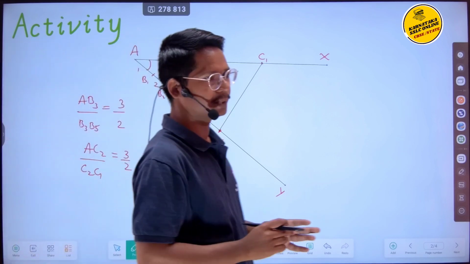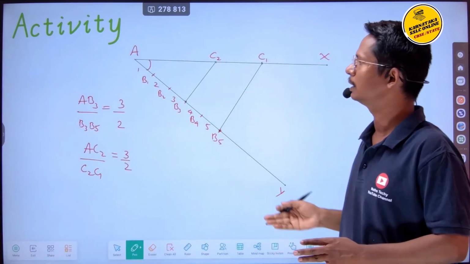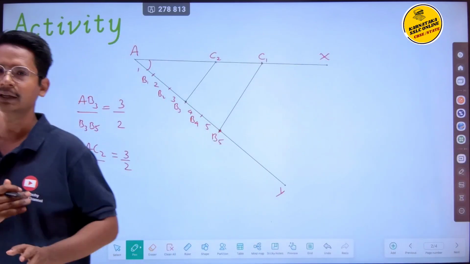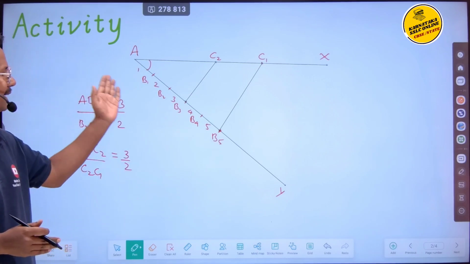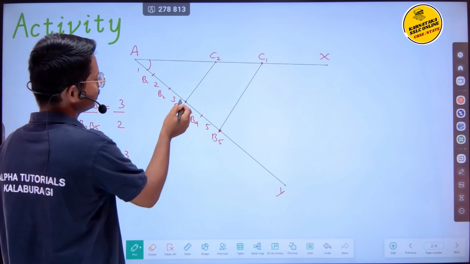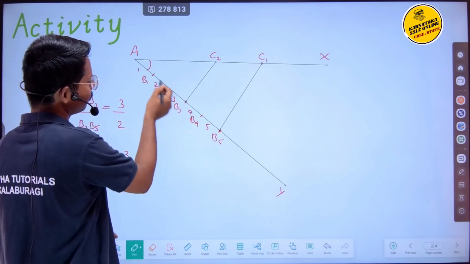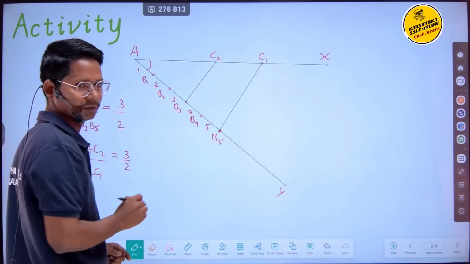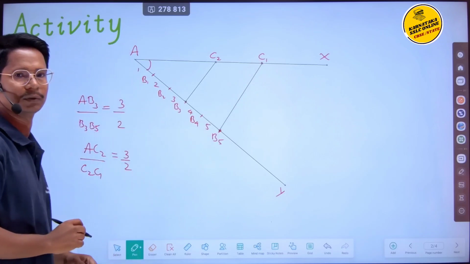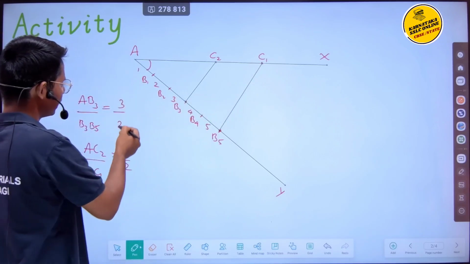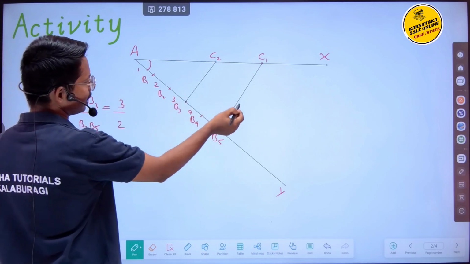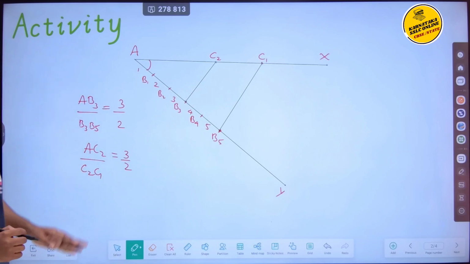So this principle was used by Thales in order to define the BPT. This activity helps in understanding what a BPT is. Importantly, the line which you are connecting from the first line to the second line must be parallel to the one which you are drawing. If it is not parallel, you will not get the same ratios. In order to get the same ratios, the line should be parallel to the other line. This is the idea behind the BPT.